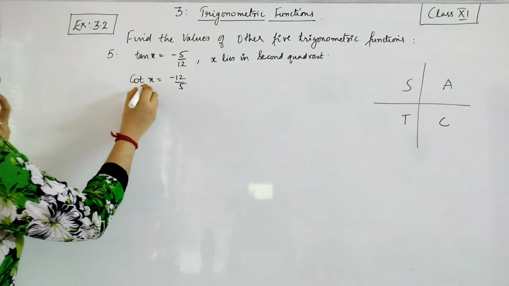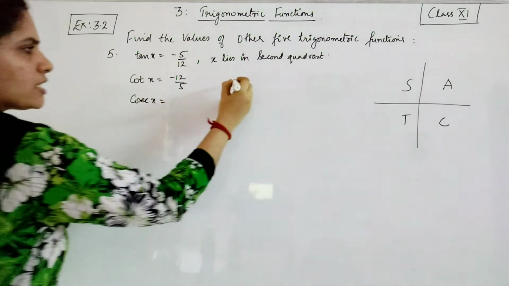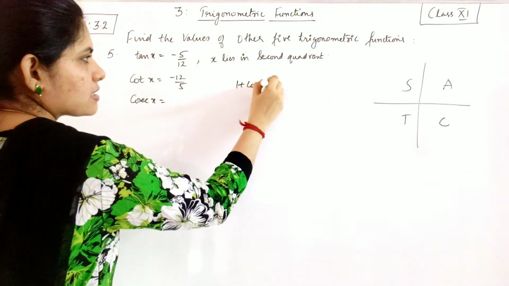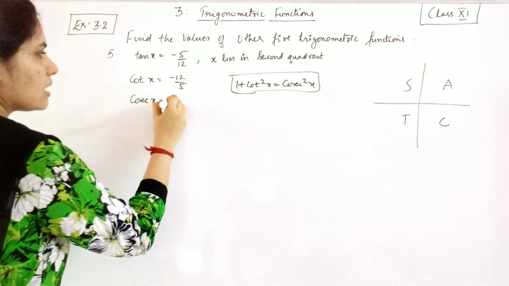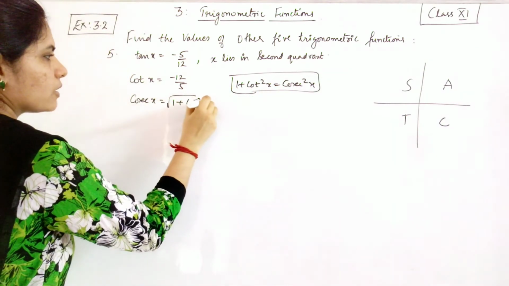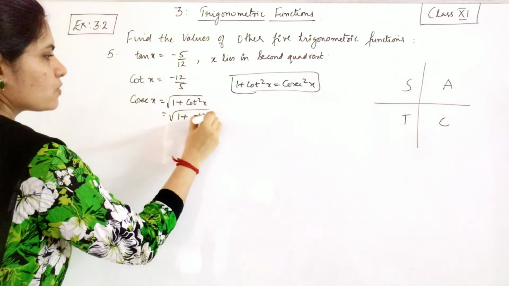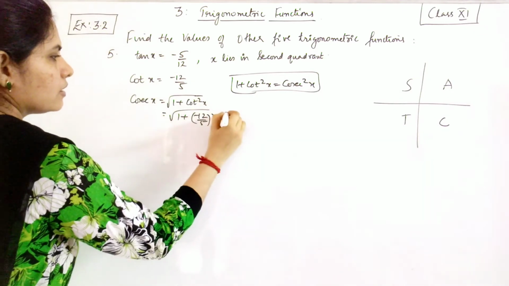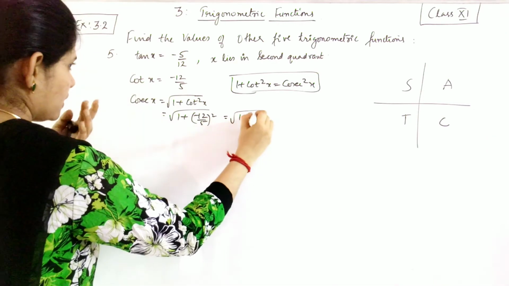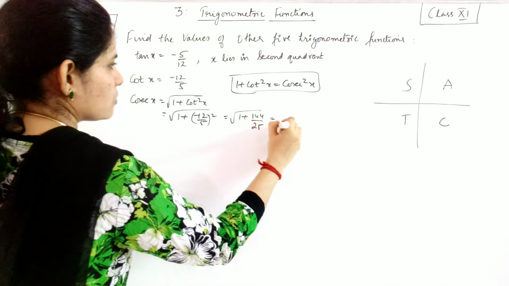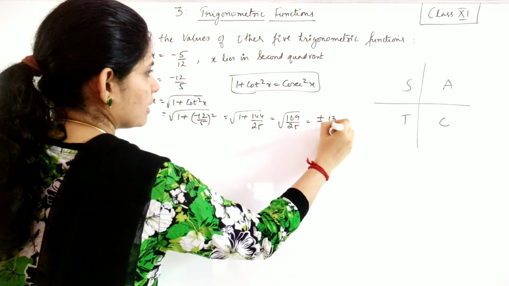Now since you have cot, you can directly find out cosec. What relation do you have? 1 plus cot square x is equal to cosec square x. So from this you can get cosec x, which is root of 1 plus cot square x. So 1 plus minus 12 by 5 whole square is equal to 1 plus 144 by 25, which is 169 by 25, so the root is plus or minus 13 by 5.